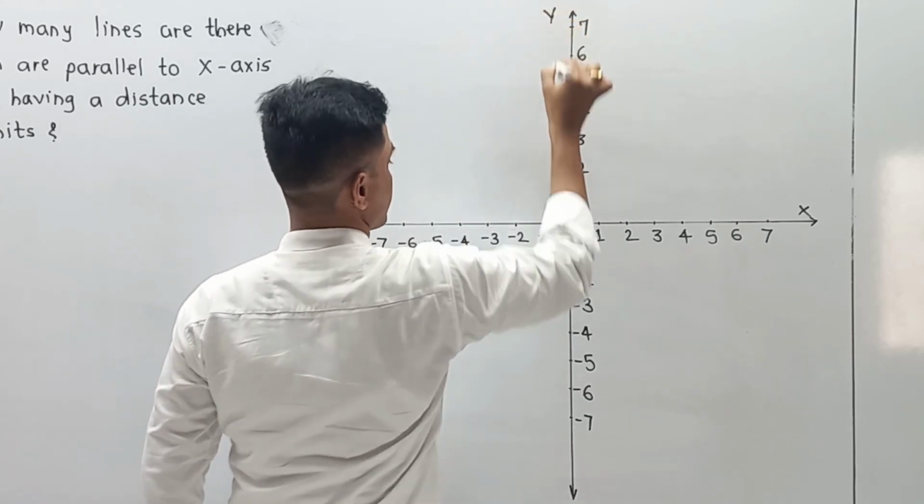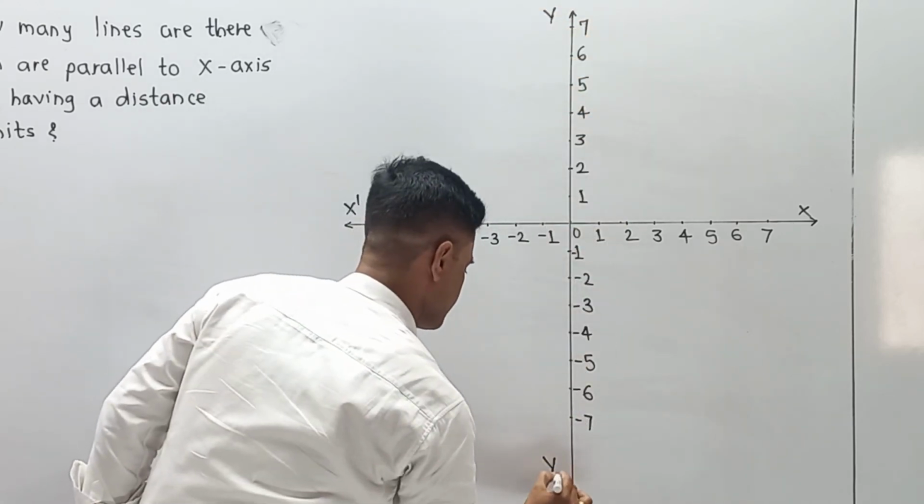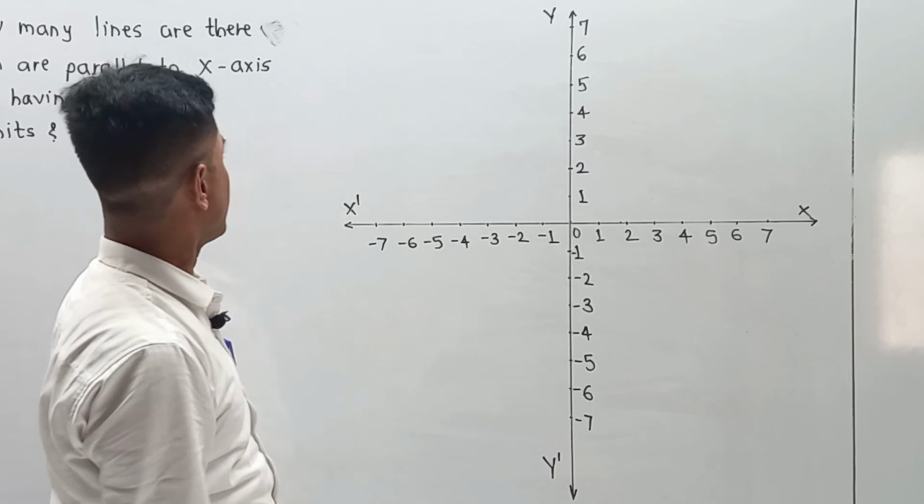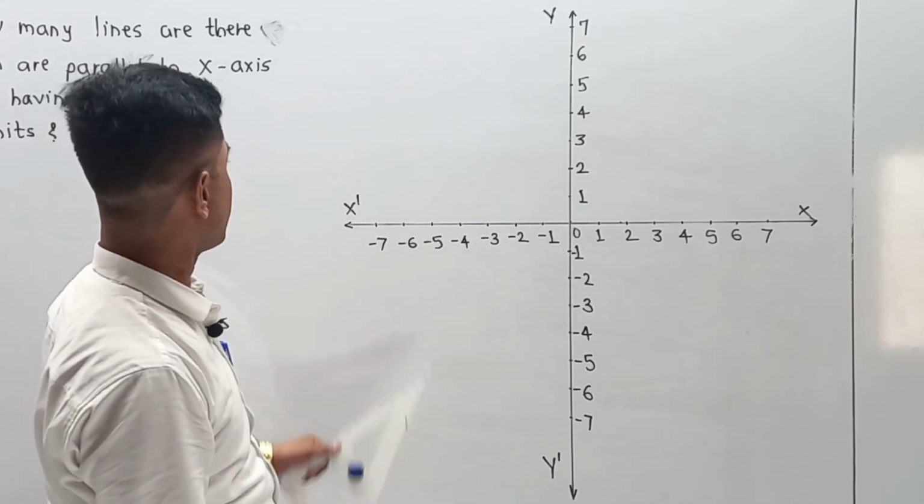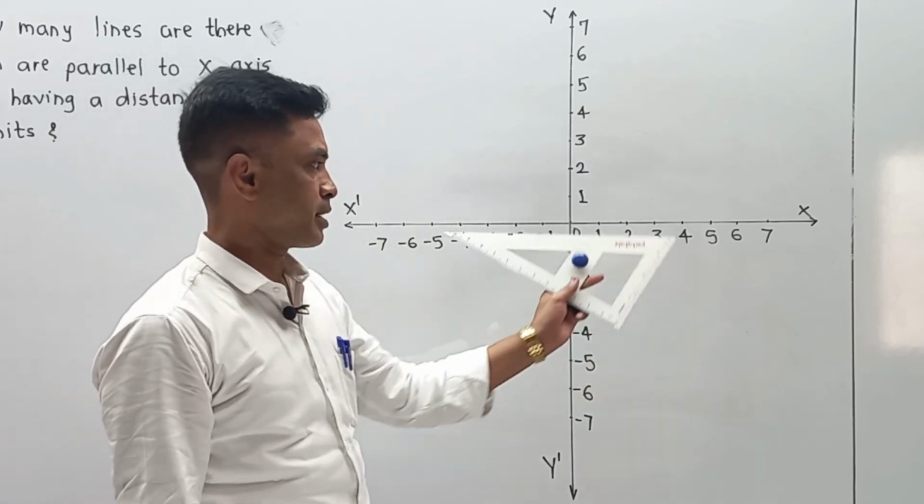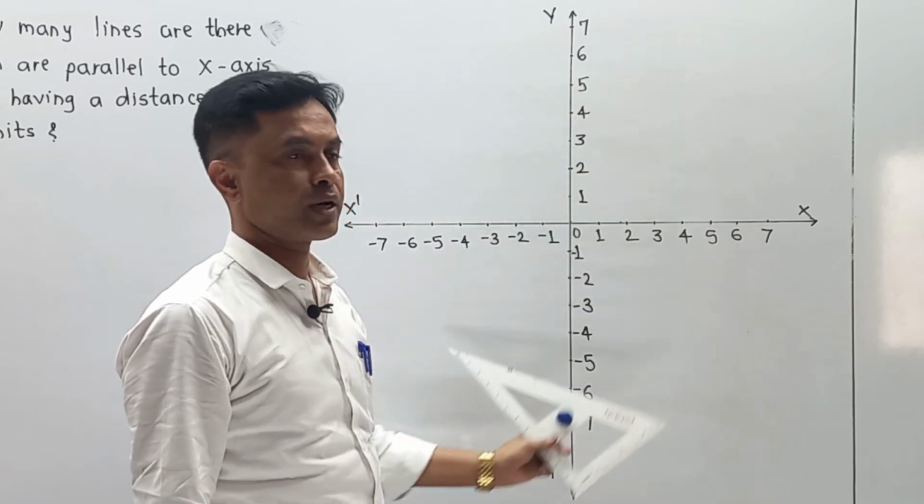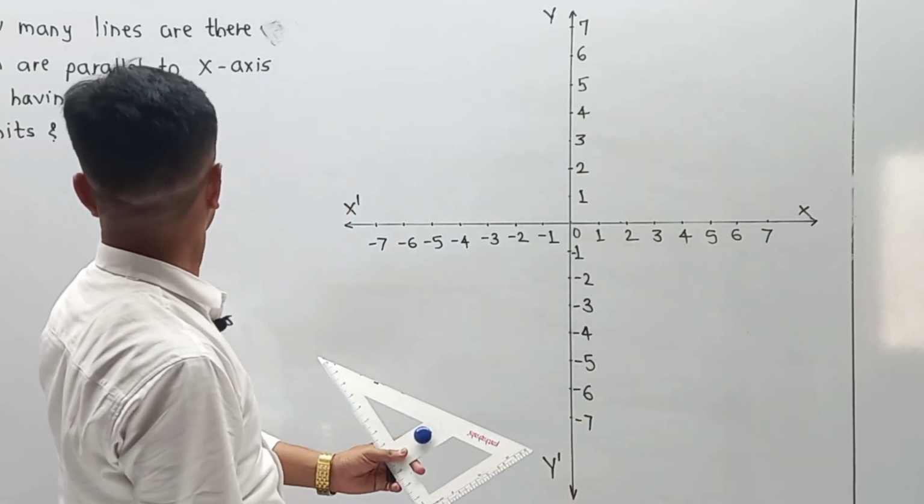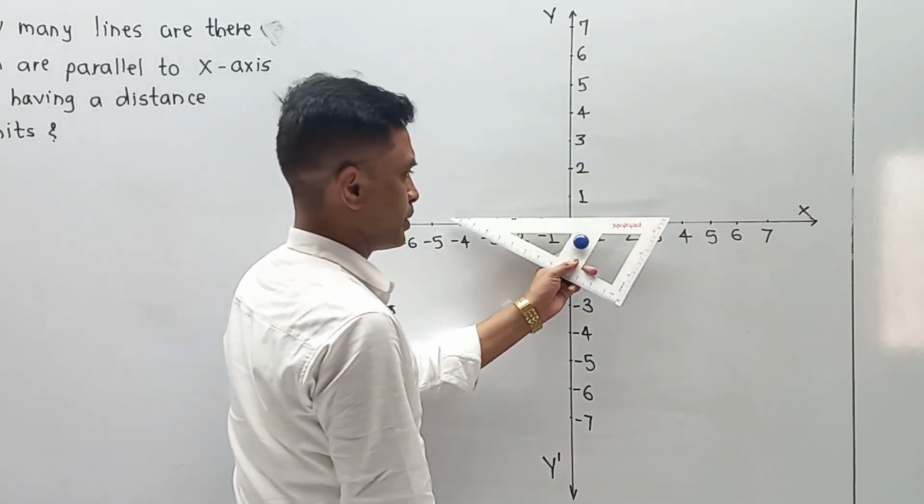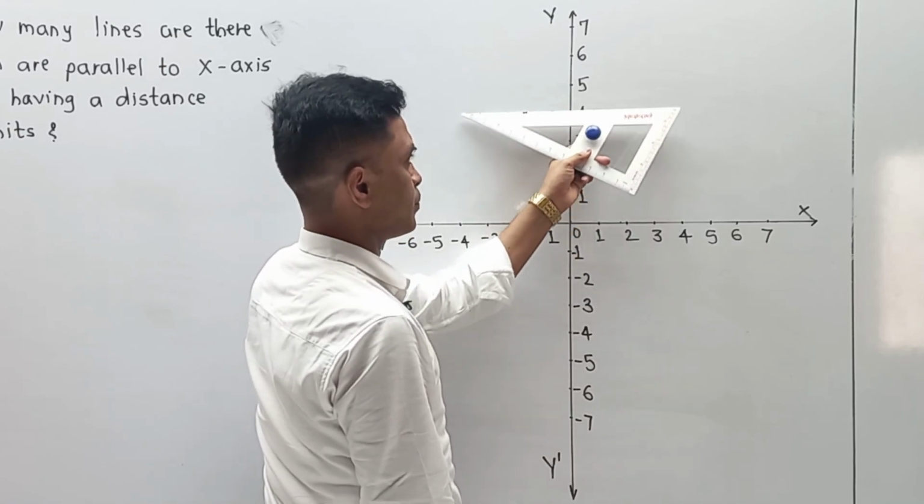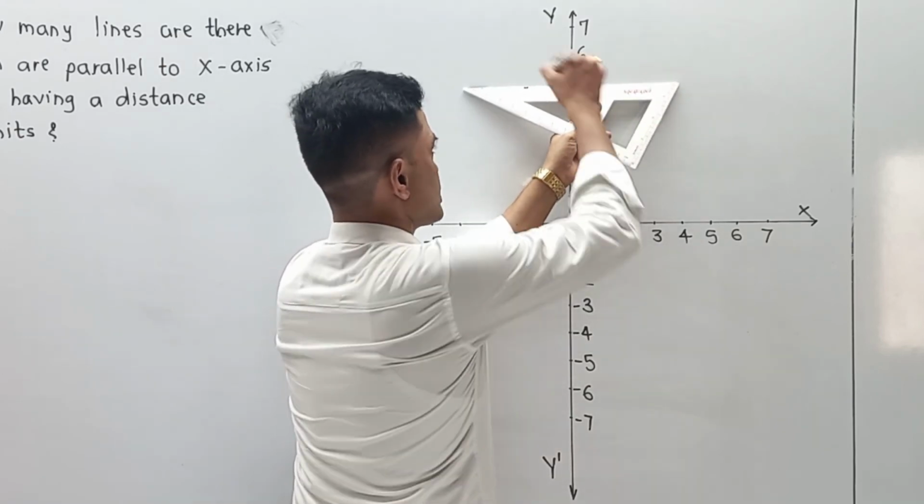Here it is, y, y dash. And now we are supposed to have a line which is parallel to the x-axis, meaning the line may be upstairs or downstairs, at a distance of 5 units. So 5 units means 1, 2, 3, 4, 5. So this is one line.